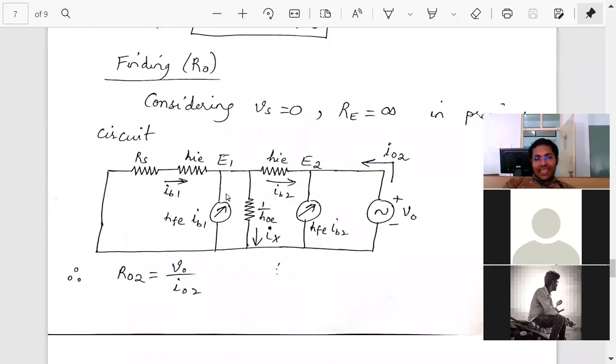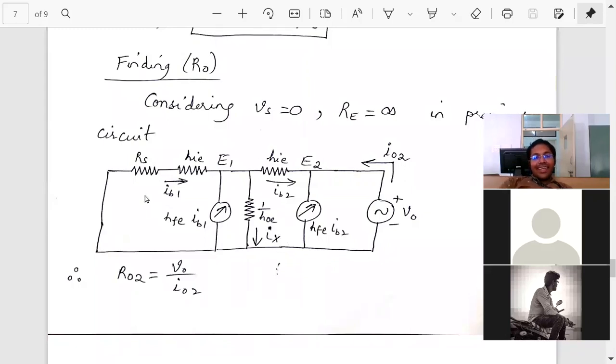Through RS, HIE, 1 by HOE, 3 components. KVL, please answer. Fast, please. RS into IB1 plus HIE into IB1 plus IB1 by HOE. Is it IB1 or IX? IX, sir. Okay, correct. Good.